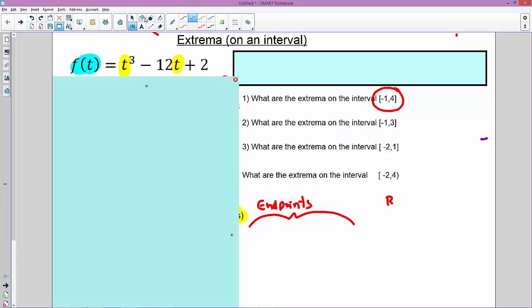But the other point that we want to check is called a critical point. I may have mentioned this briefly, but we're going to talk about it again. A critical point is when the slope equals 0. It's also critical when the slope is undefined. We'll talk about that in another example.